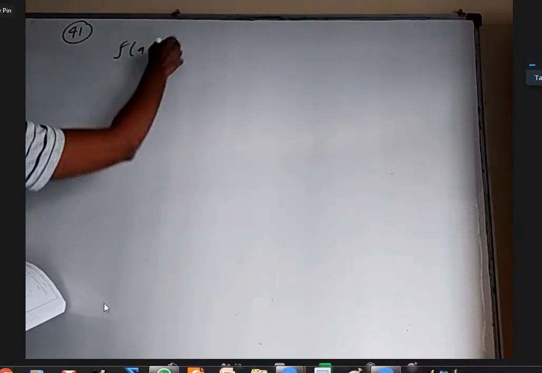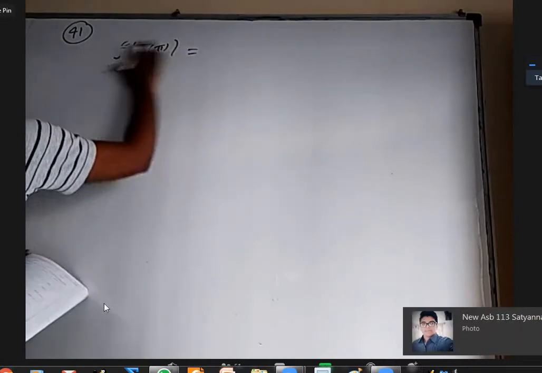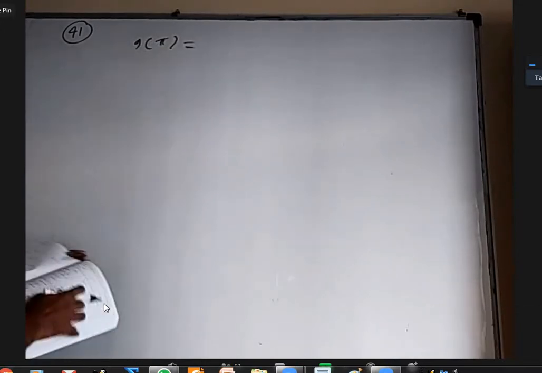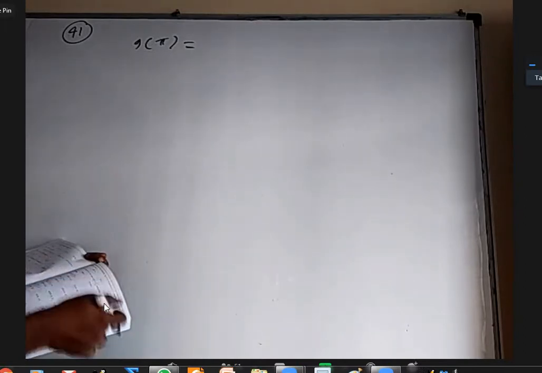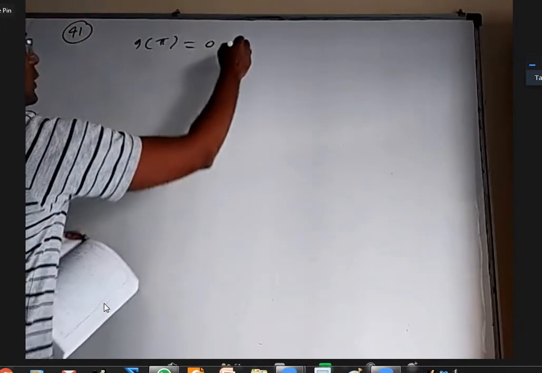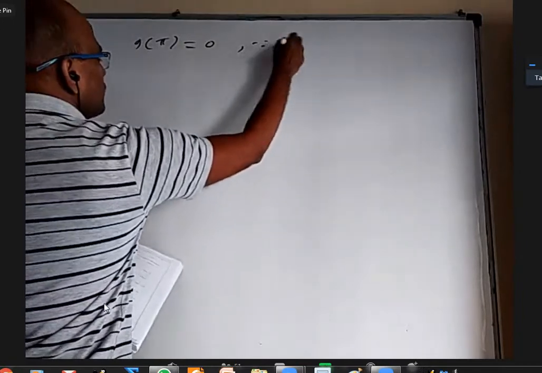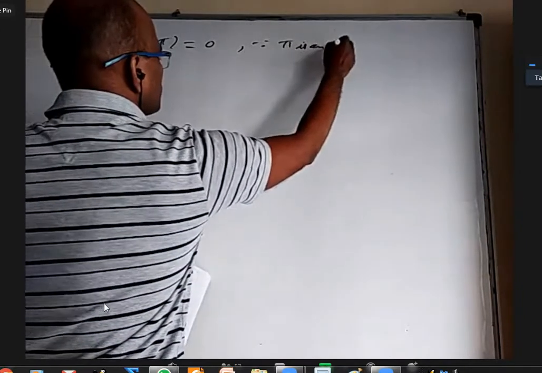So if you take f of g of pi, let us take only g of pi first. What is the definition of g? When you take a rational number it is minus 1, for an irrational number it is 0. So it is 0, since pi is an irrational number.